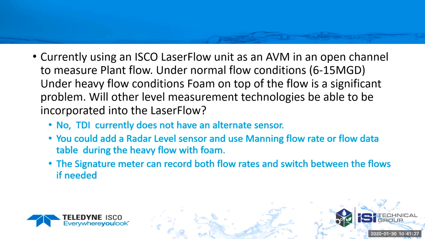And then with the Signature flow meter, we could have it switch over to the other technology. So what we could do is develop a flow rating curve, a level to flow curve, off of the laser flow sensor, and then we could switch over to using the level of the bubbler or radar sensor when you do have the heavy foaming conditions.